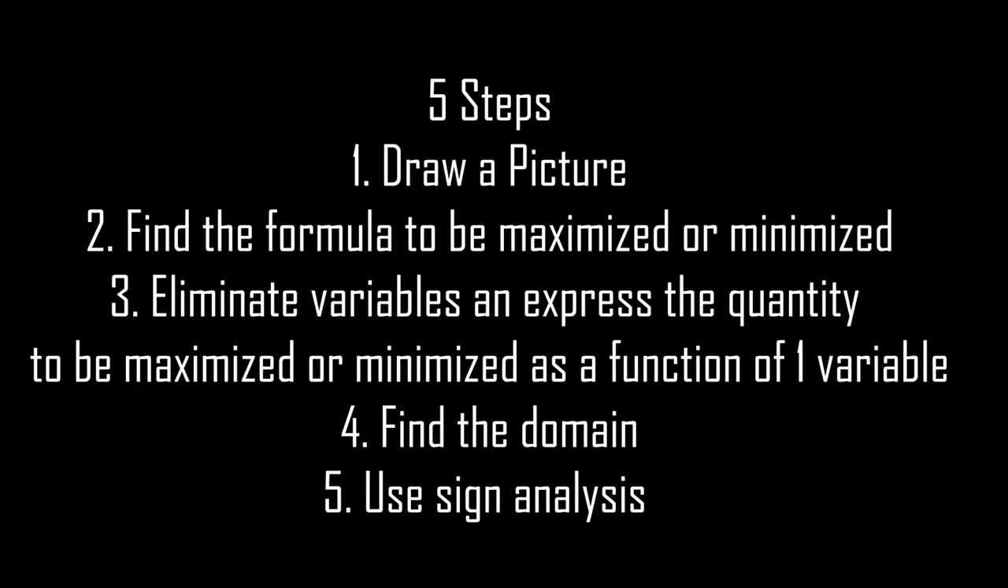5 steps to optimization problems. The first step is to draw a picture. The second step is to find the formula that has to be maximized or minimized. The third step is to eliminate variables and express the quantity to be maximized or minimized as a function of one variable. The fourth step is to find the domain, and the fifth step is to use sign analysis.